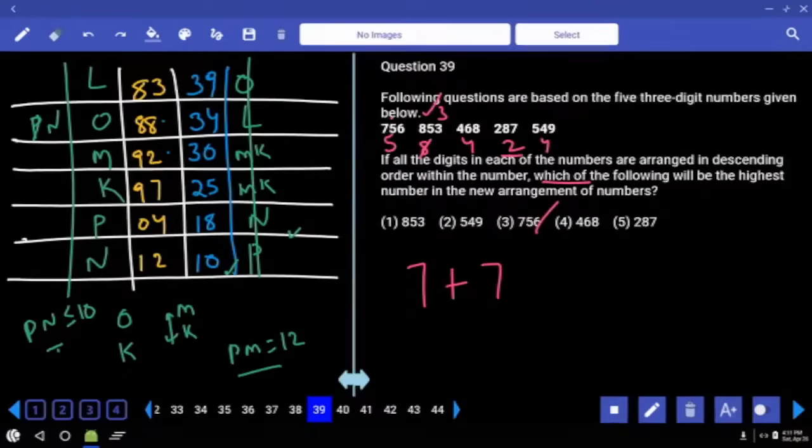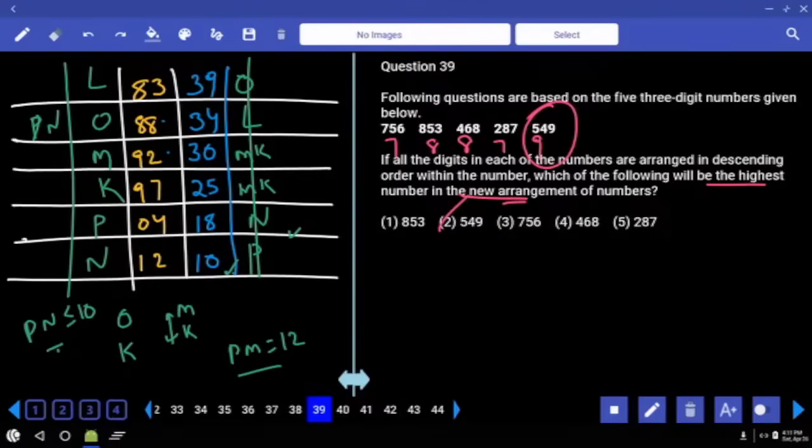Then next one, 39. If all the digits in each of the numbers are arranged in descending order, which of the following will be the highest number? Now the digits are arranged in descending order, and which digit comes at the first place? Highest digit in that number. Now here the highest digit is 7, here it is 8, here it is 8, here it is 7, here it is 9. Then which of the following will be the highest number? What is the highest number here? 549, that choice. Then question number 40.